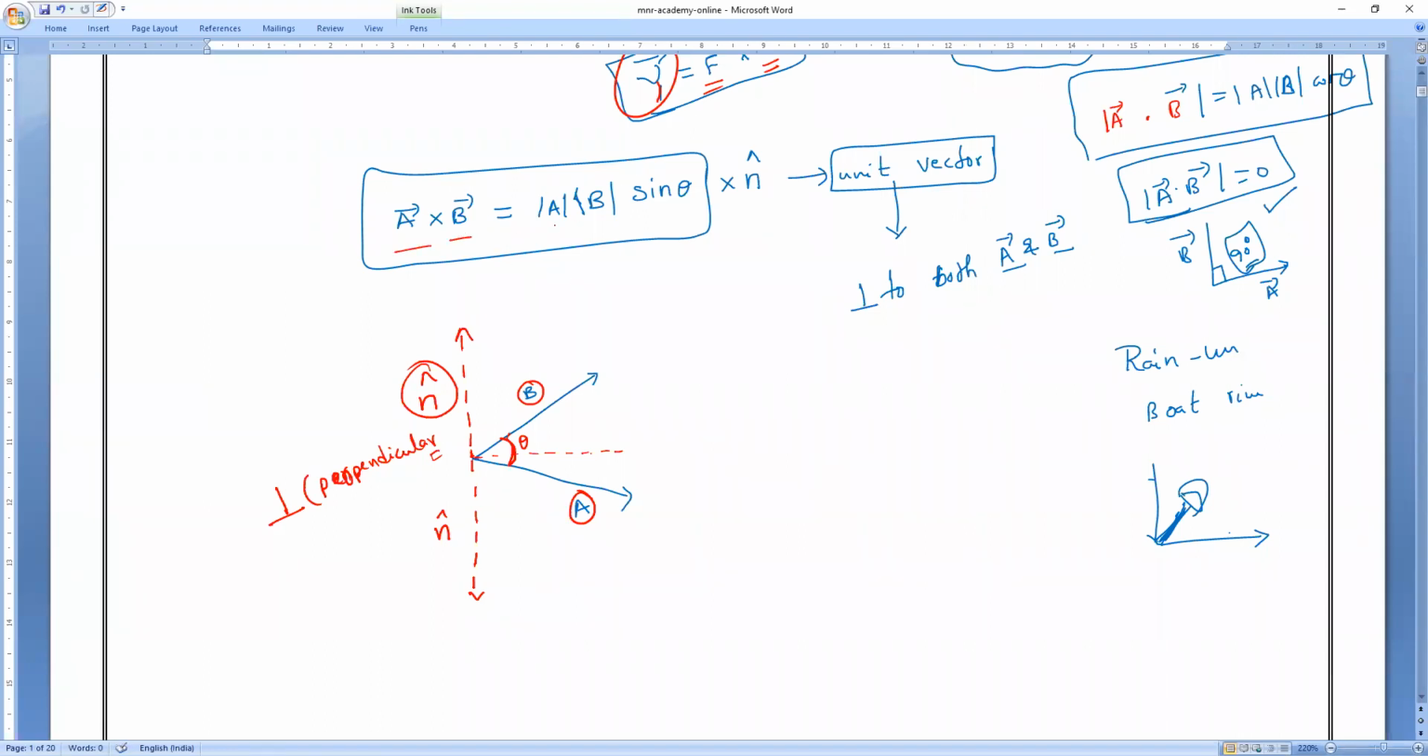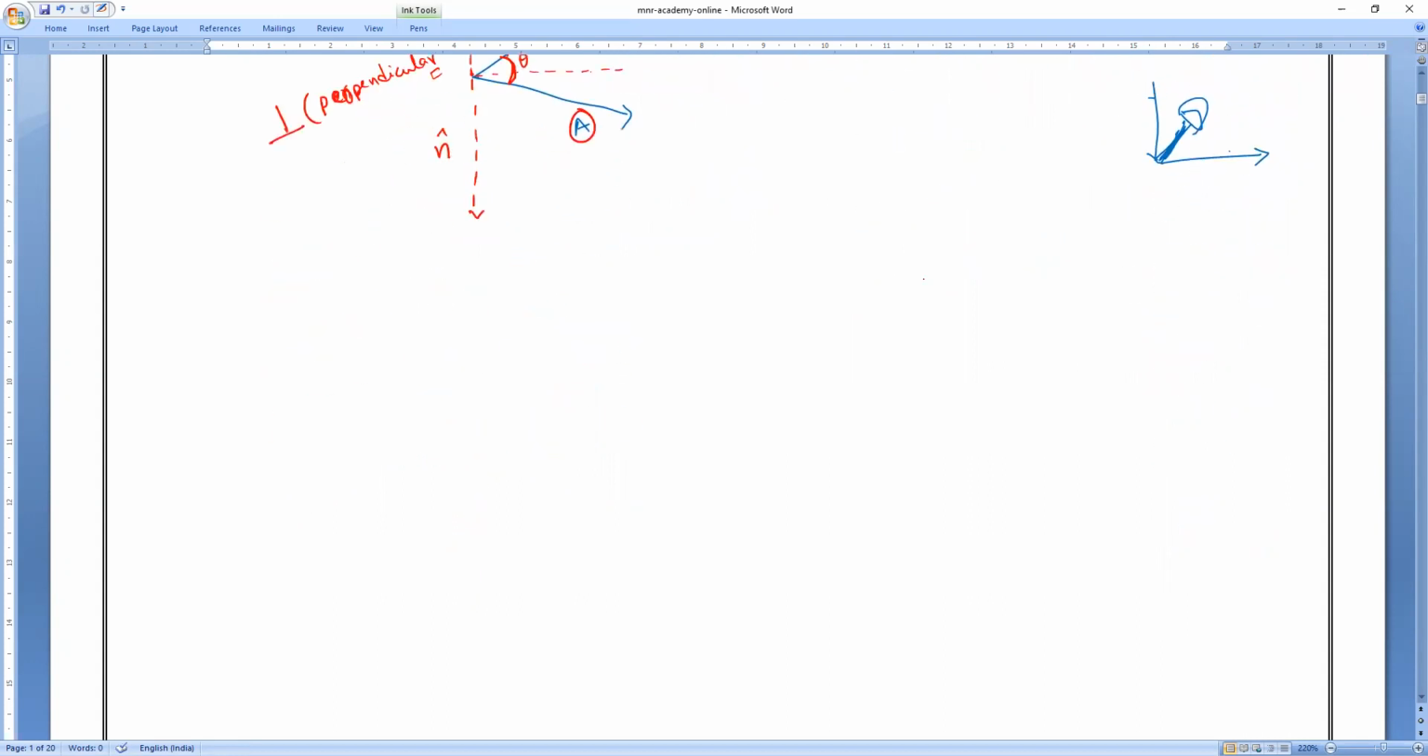Vector A cross vector B is equal to mod A into mod B into sin theta, and with that, what will come? The direction will come, the unit vector. Understood? So that is what you have to remember. Now, let us solve the question immediately so that you will understand.